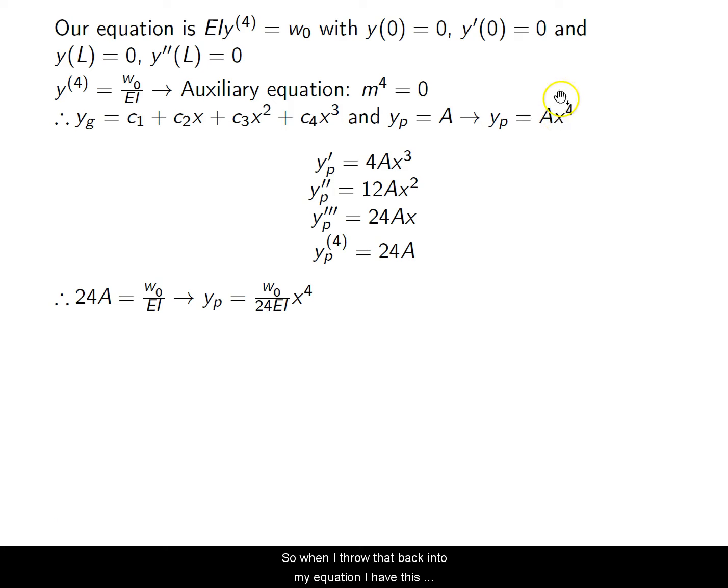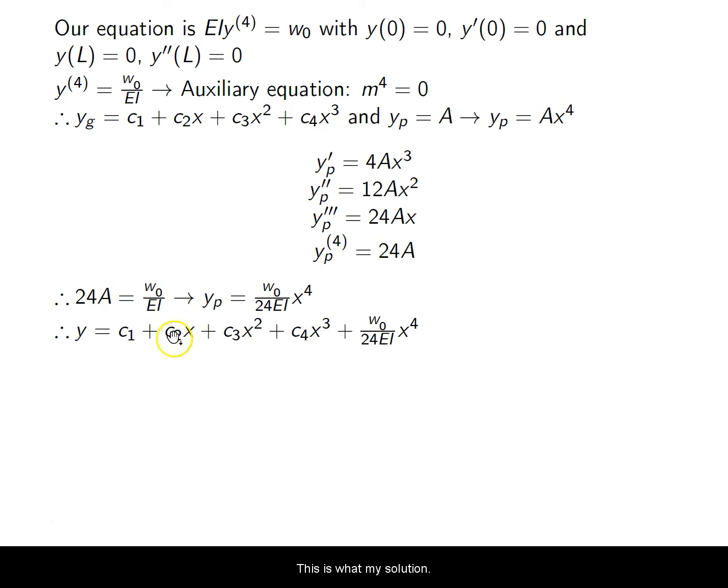So when I throw that back into my equation, I have this as my particular solution. When I put my general solution together with my particular solution, the superposition principle, linear combinations, this is what my solution looks like.